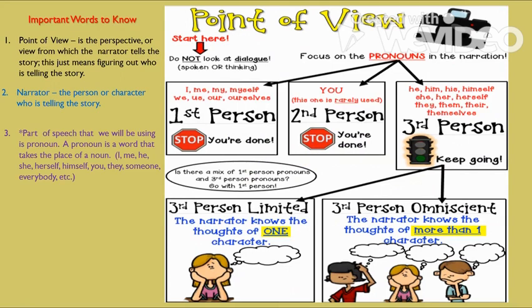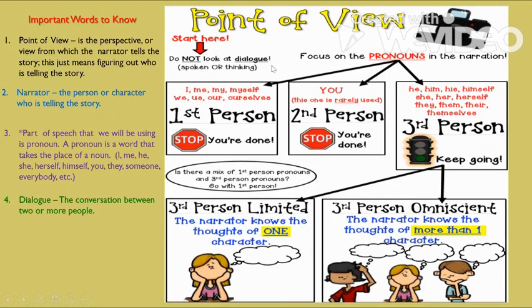Pronoun is a word that takes the place of a noun. I have some listed: I, me, he, she, herself, and then there are several others. And then last, I've added the word dialogue. Dialogue is the conversation between two or more people in a text, and it's usually identified in a text with quotation marks. Now we're going to look at the point of view chart where it says start here.